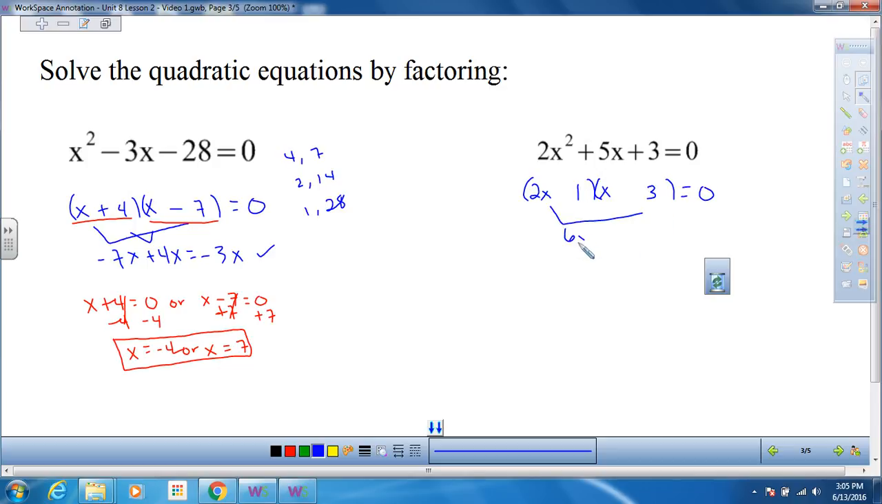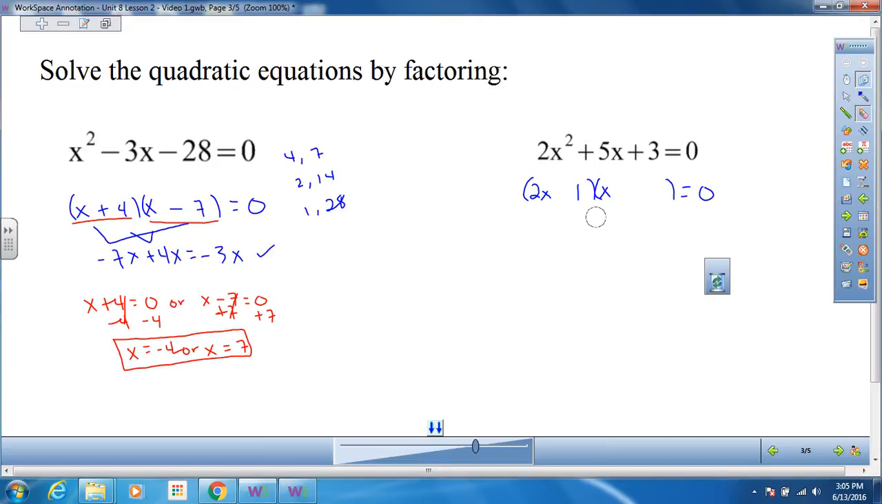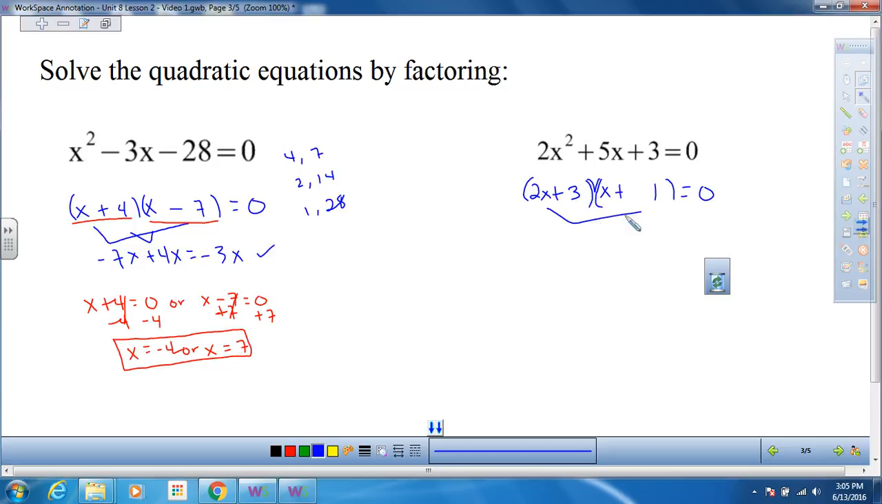So let's see if I put 1 here and 3 here. The outer would be 6x, the inner would be 1x, which together gives me 7x. Okay, so that's not right. So let me switch my 1 and my 3. Let's check that. My outer, 2x, inner, 3x. Okay, so that worked.